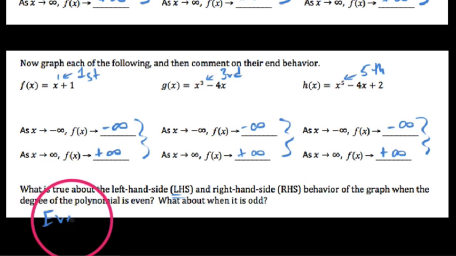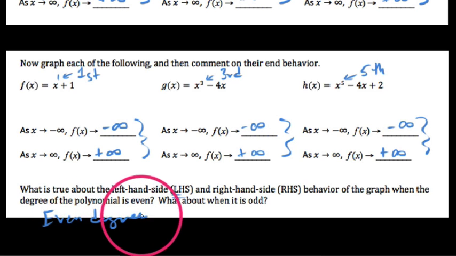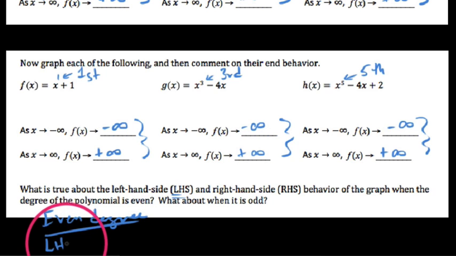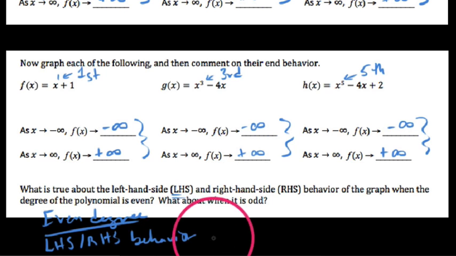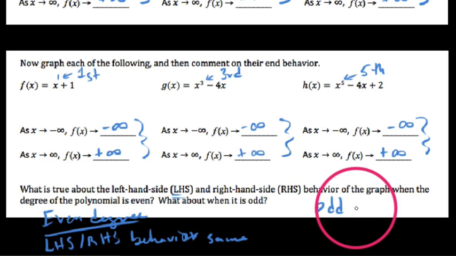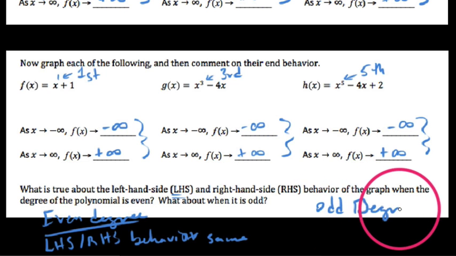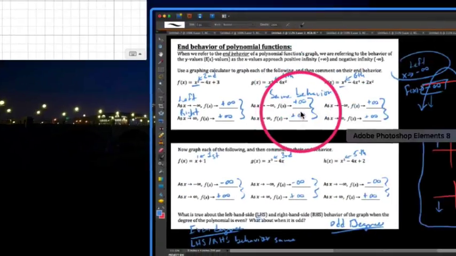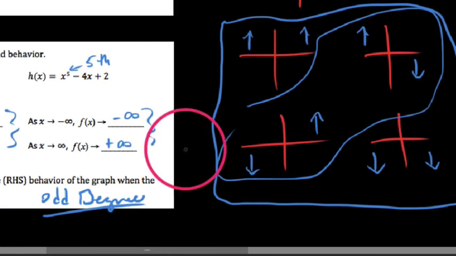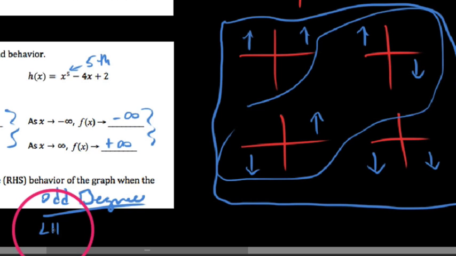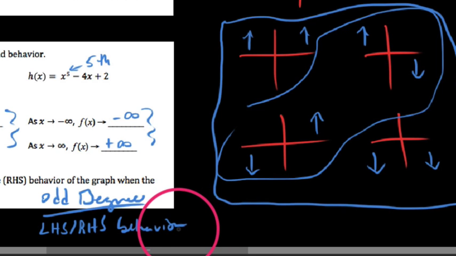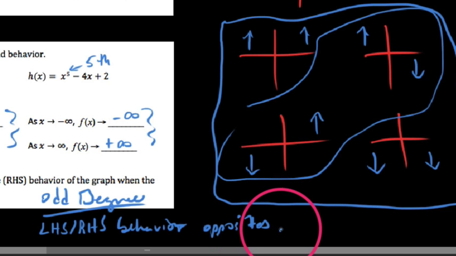So we're going to make a little note down here. We say even degree. What does the even degree imply for us here? We say left hand side, right hand side behavior is the same. And I just don't have a lot of room down here. That's why I'm writing all this way here. But you could fit it on your paper a little bit more easily. We say odd degree. Odd degree just basically means we're going to get one of these two situations right here where it's opposite behavior. So we would say LHS, RHS behavior: opposites. Okay, so that's the nice thing about the degree. It'll tell you the end behavior of your graph, either the same or different.